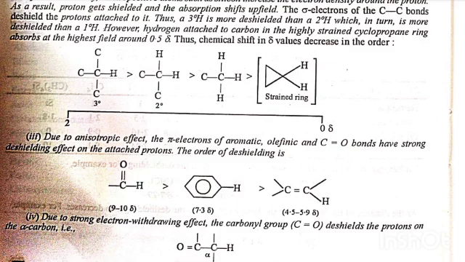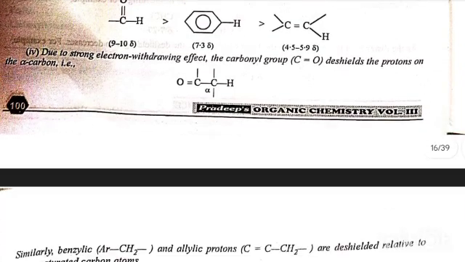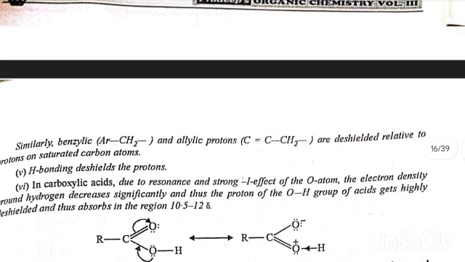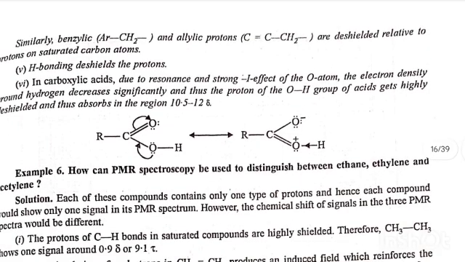The chemical shift in delta value decreases. Due to anisotropic effect, the pi electrons of aromatic, olefinic, and C=O bonds have a strong de-shielding effect on the attached protons. Due to strong electron withdrawing effect, the carbonyl de-shields the protons on the alpha carbon. Similarly, benzylic and allylic protons are de-shielded relative to protons on saturated carbon atoms. Hydrogen bonding de-shields the protons.